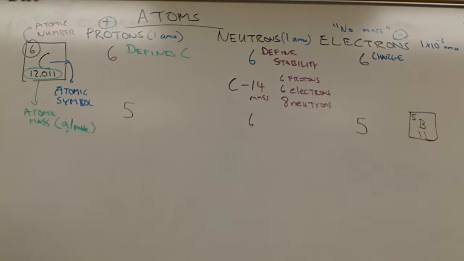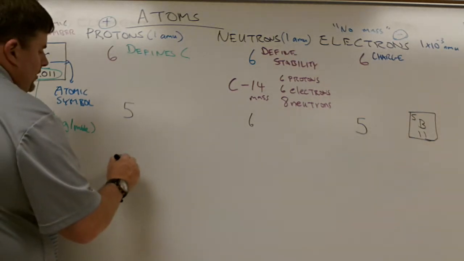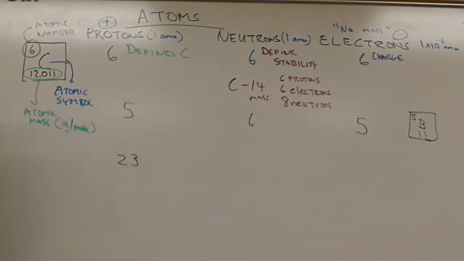If I've got something that has 23 protons, okay, and supposedly it has a mass of 53, which should tell me what element it is and tell me how many neutrons and electrons there are. So go ahead and hit pause, fill this out, and then we'll see if you're right.